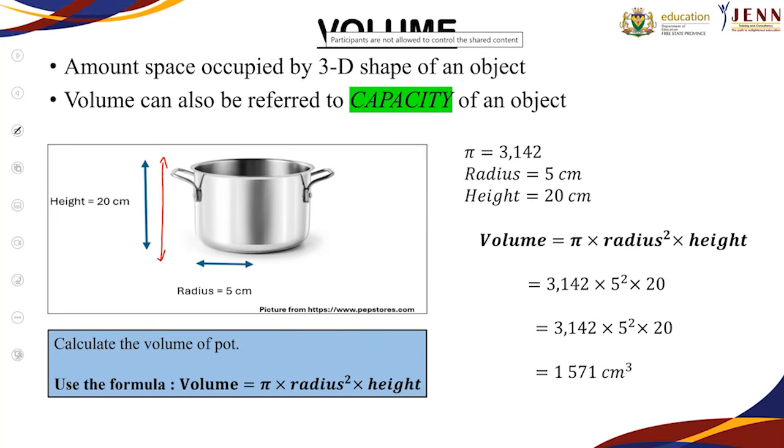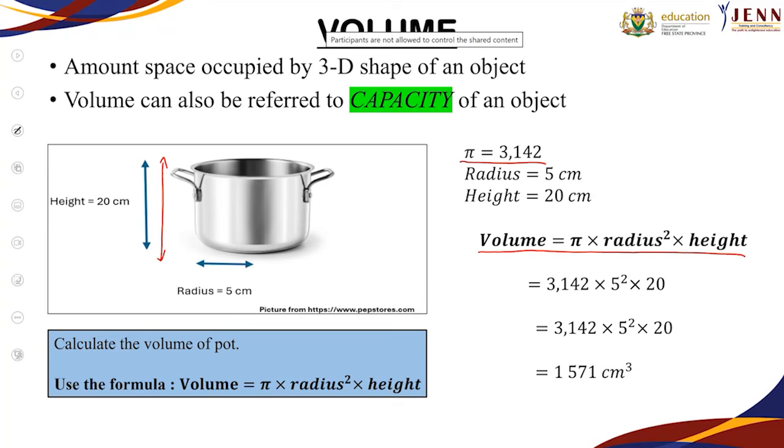Okay. So use the formula, volume equals pi multiplied by radius squared multiplied by height. And just remember, with pi, you mustn't use the calculator button for pi. We normally give it to you as 3,142. Okay? So now let's put the formula in. Volume equals pi multiplied by radius squared multiplied by height.